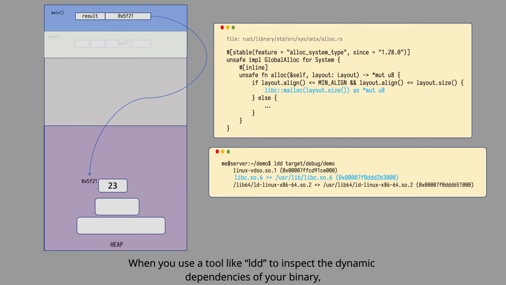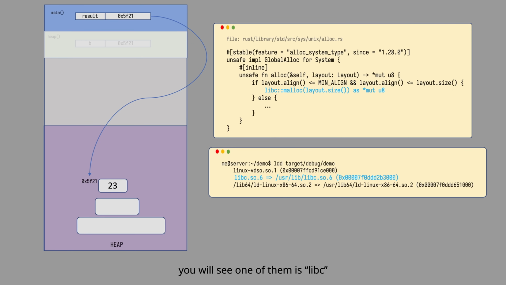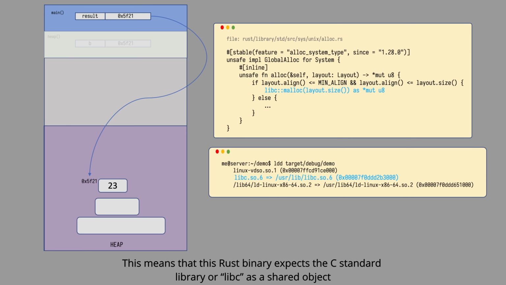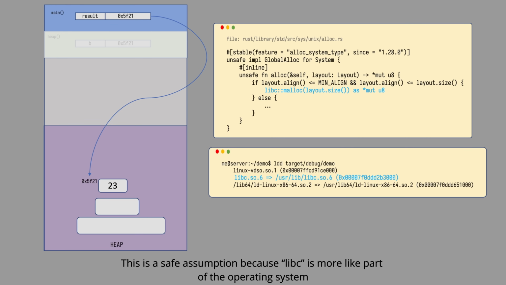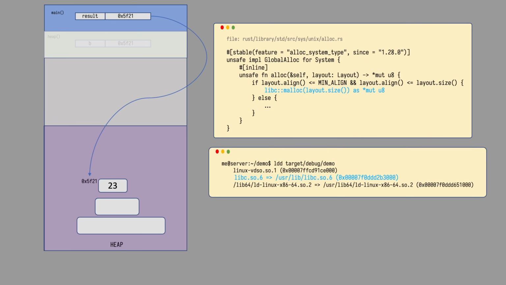When you use a tool like ldd to inspect the dynamic dependencies of your binary, you will see one of them is libc. This means that this Rust binary expects the C standard library, or libc, as a shared object or compiled library at that location. This is a safe assumption because libc is more like part of the operating system, and such dynamic linking allows Rust to have smaller binary sizes.